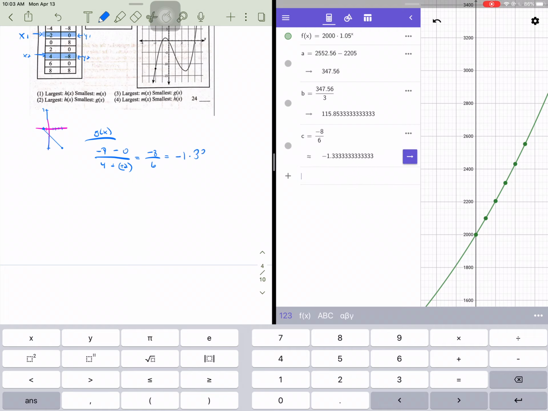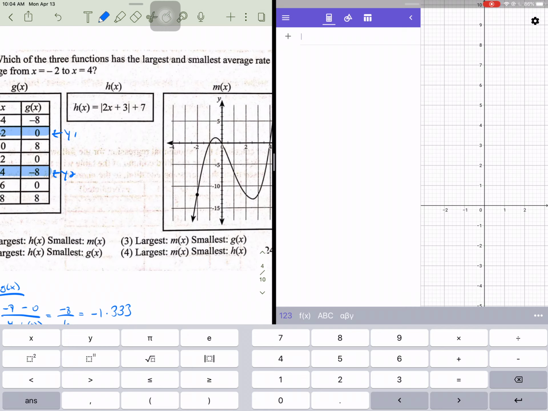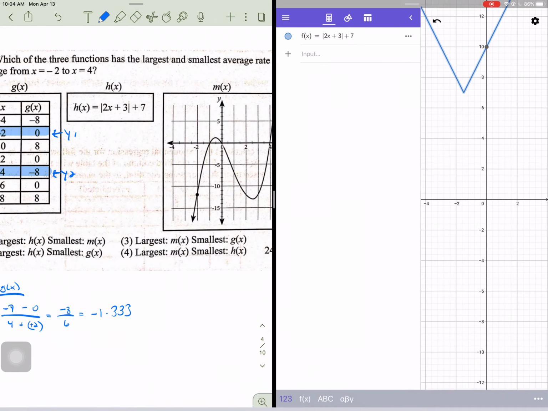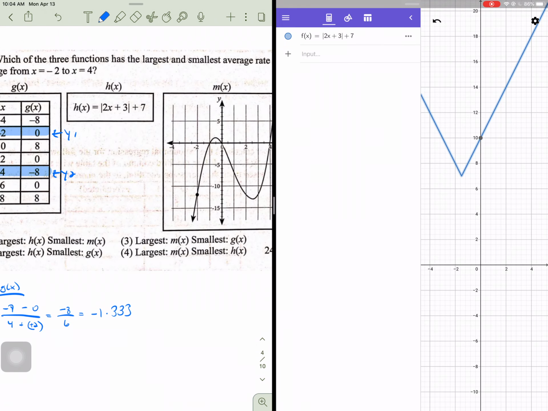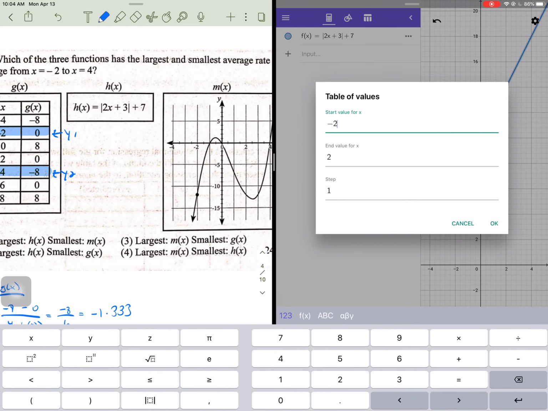I'm going to shrink this down a little. Let's talk about h of x. So h of x we've got to look at as a function. This is a good problem because it's going to do it in 3 different ways. So h of x, we're going to graph absolute value. Where is absolute value? It is right here: absolute value of 2x plus 3, and then plus 7 on the outside. And I want to know from -2 to 4 what is happening. So I'm going to do a table of values from -2 to 4.